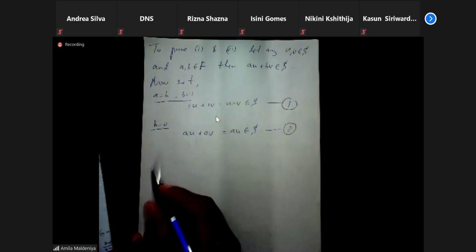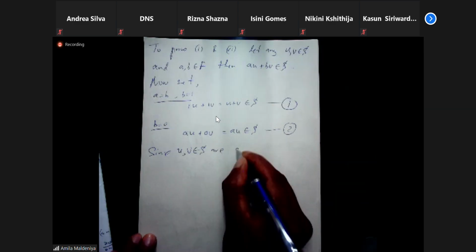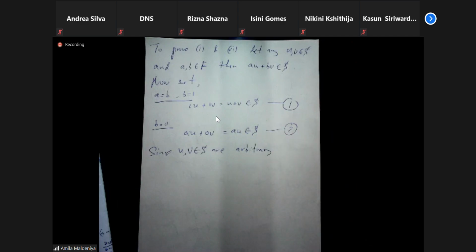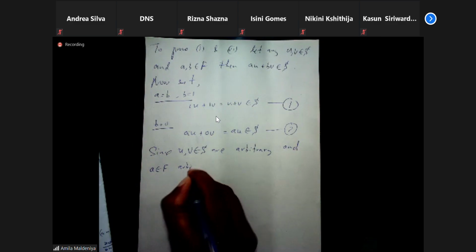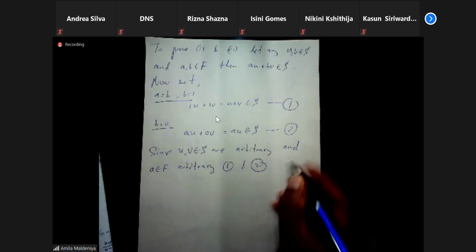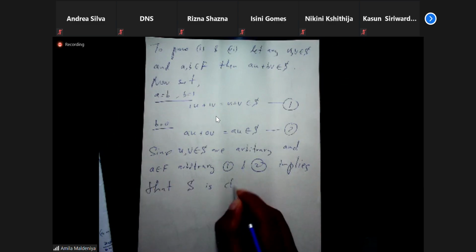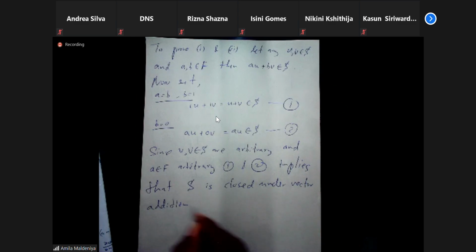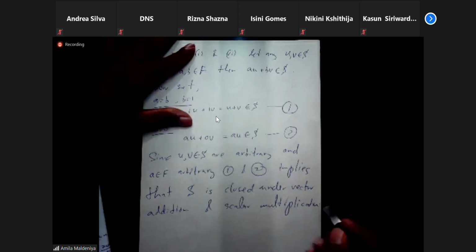Okay, let me complete. Since U and V in S are arbitrary, and arbitrary means anything, these results have to be true for any given vectors. Since U, V and the scalar A are arbitrary, 1 and 2 imply that S is closed under vector addition and scalar multiplication, right?